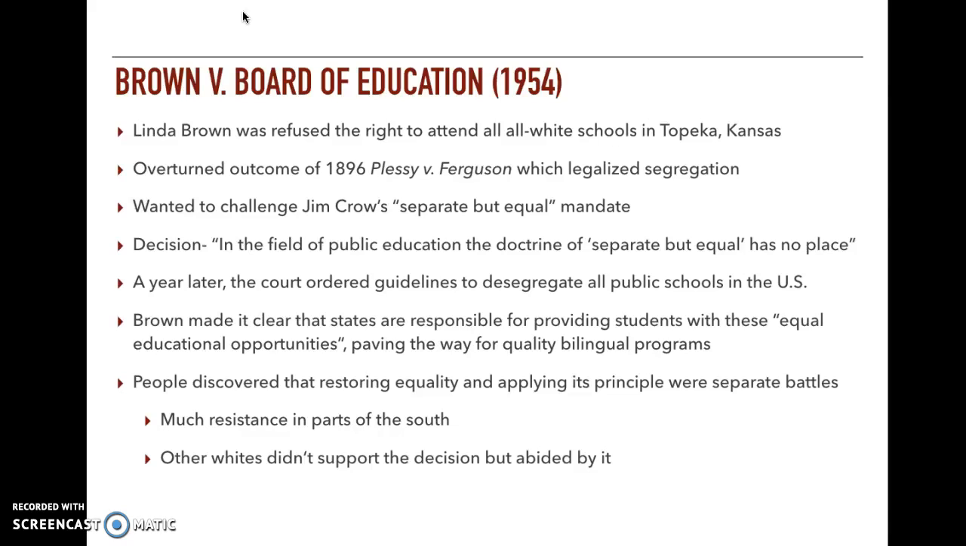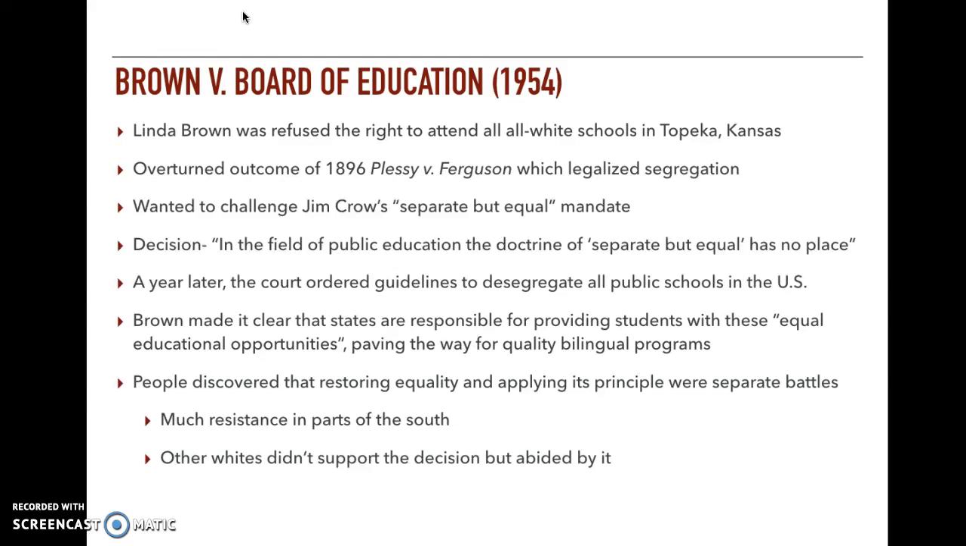Brown v. Board of Education was a landmark 1954 Supreme Court case where the judges ruled that racial segregation in public schools was unconstitutional. This case was a cornerstone of the civil rights movement and helped establish the idea that separate but equal education is not at all equal.